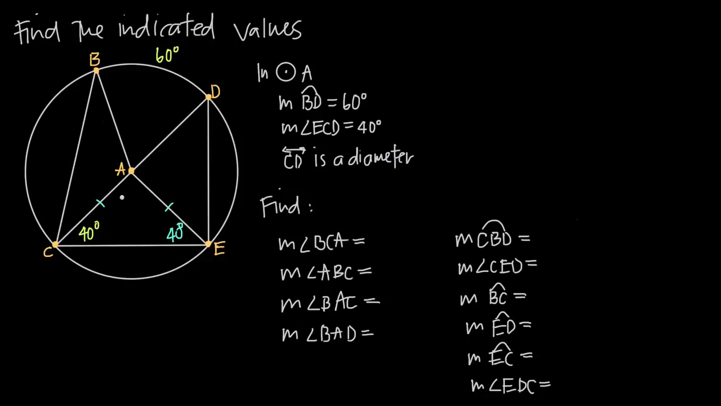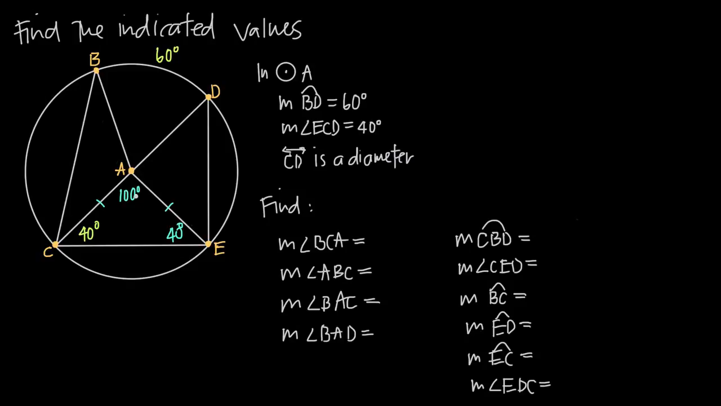degrees. And then remember that I know that the three interior angle measures of a triangle are going to sum to 180 degrees. So if I take 40 and 40, I'm going to get 80. 180 minus 80 gives me 100, so I can say that this angle measure here, angle CAE, is going to be 100 degrees.